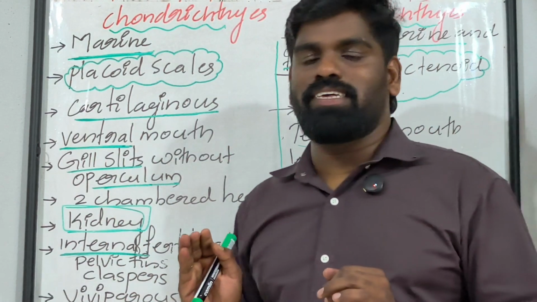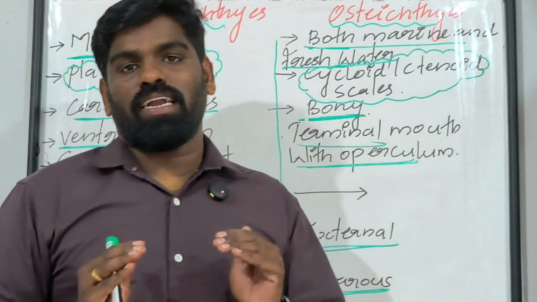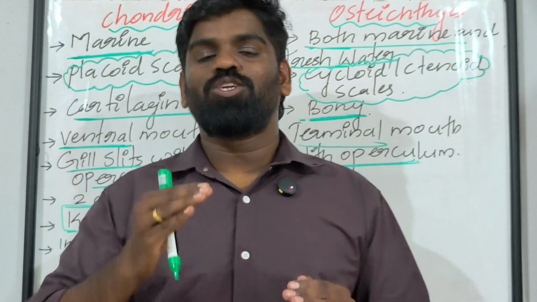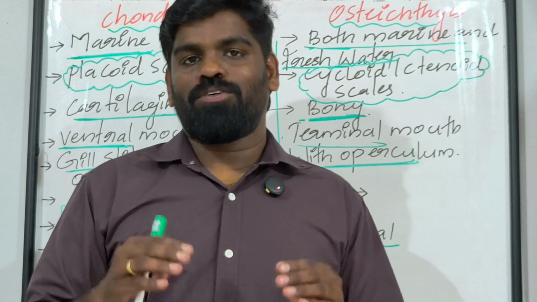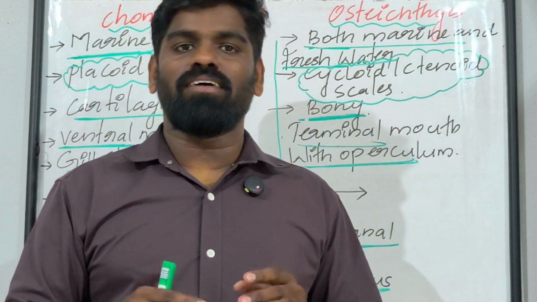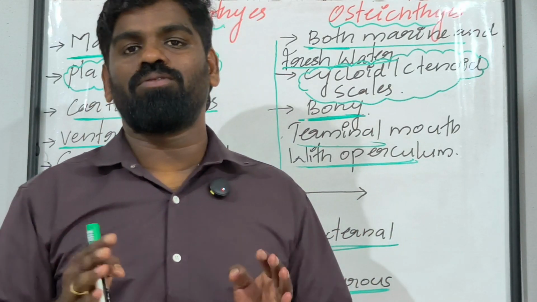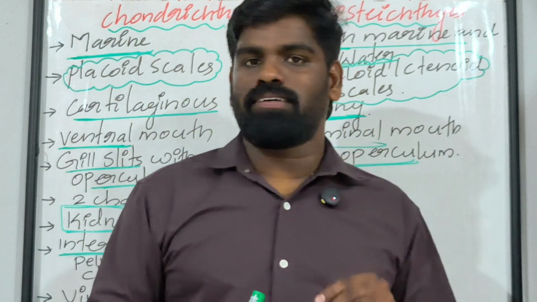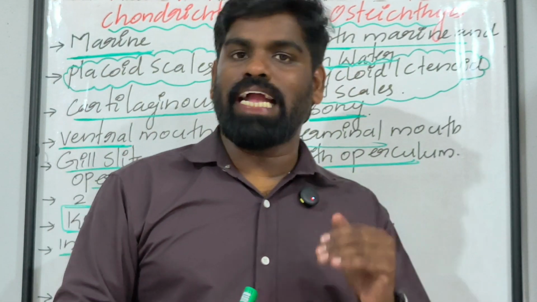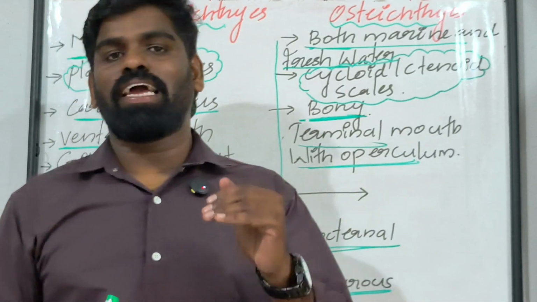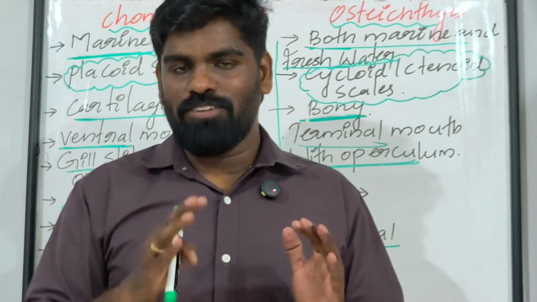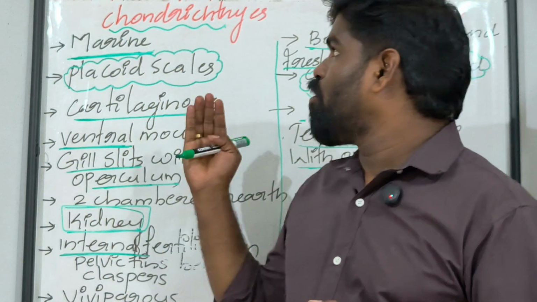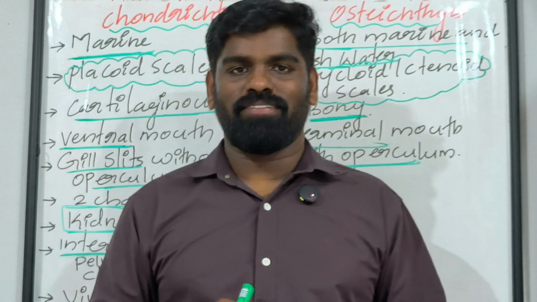Now in case of Chondrichthyes, the air bladder is absent, so they have to continuously swim to avoid sinking. Okay, in order to avoid sinking, they have to continuously swim, because the air bladder is absent. Now in case of Osteichthyes, they have an air bladder, so they can regulate their buoyancy by using the air bladder. So that also you have to keep in your mind. Okay, so these are the major characteristics of Chondrichthyes and Osteichthyes.